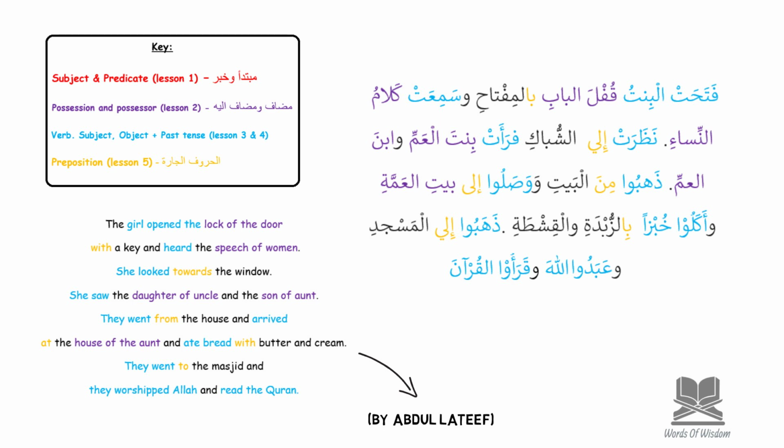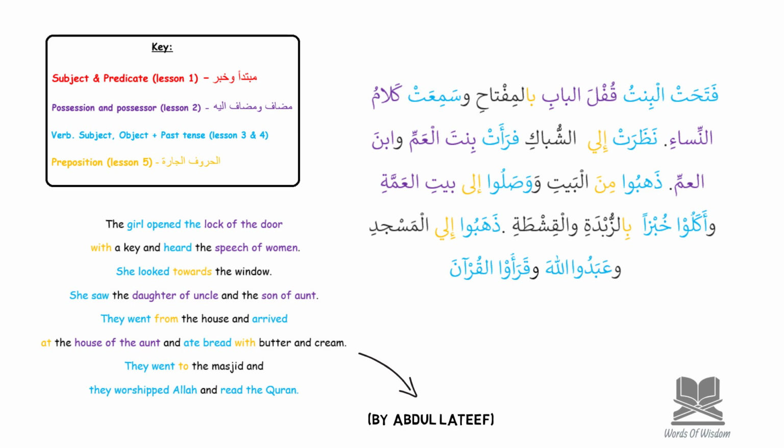So it belongs to somebody. Kalamun nisa'i. Nisa is women and kalamu is speech. Kalamun nisa'i. Then it says she looked towards the window. So we've got one of the keywords that we covered was nadarat. She looked. Nadarat ila shubbaki. She looked towards the window. She saw. Fara'at. She saw.